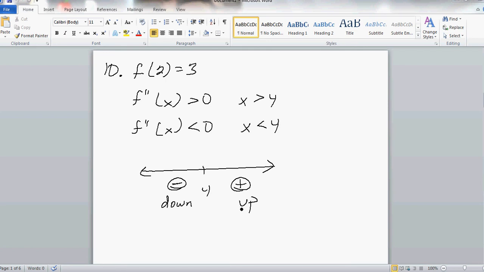And otherwise, we know that f of 2 is equal to 3. So all we have to do is find the point 2, 3. This is not necessarily a maximum, and it's not necessarily a minimum. But what we do have to realize is that up to 4, it's concave down. So I need to somehow make it concave down the whole entire way up until here. And then from this point forward, it's concave up.